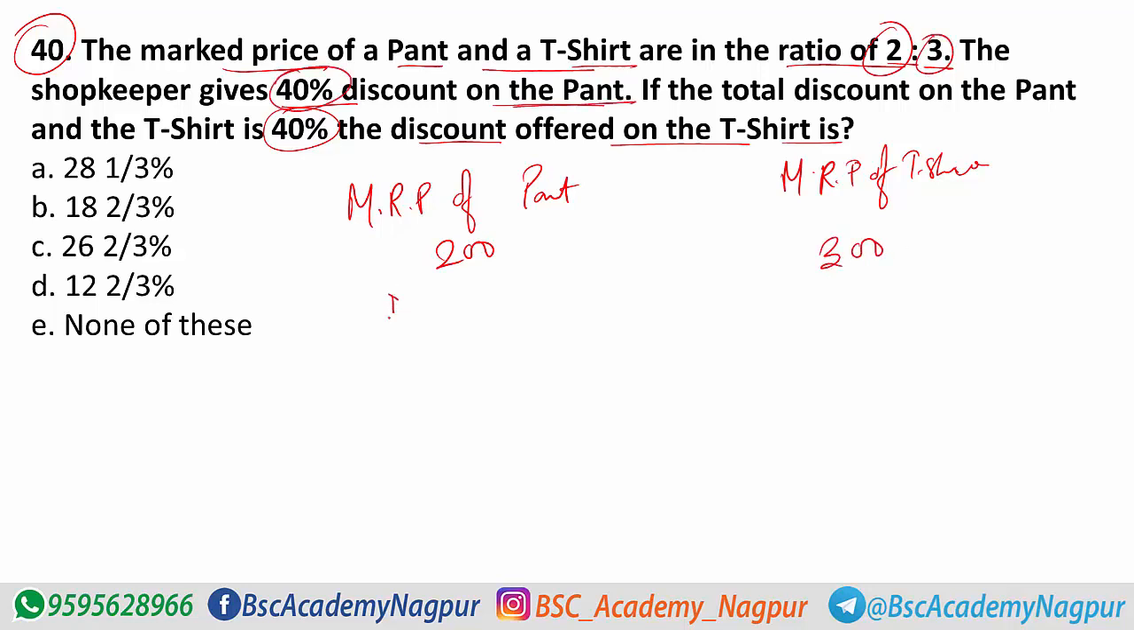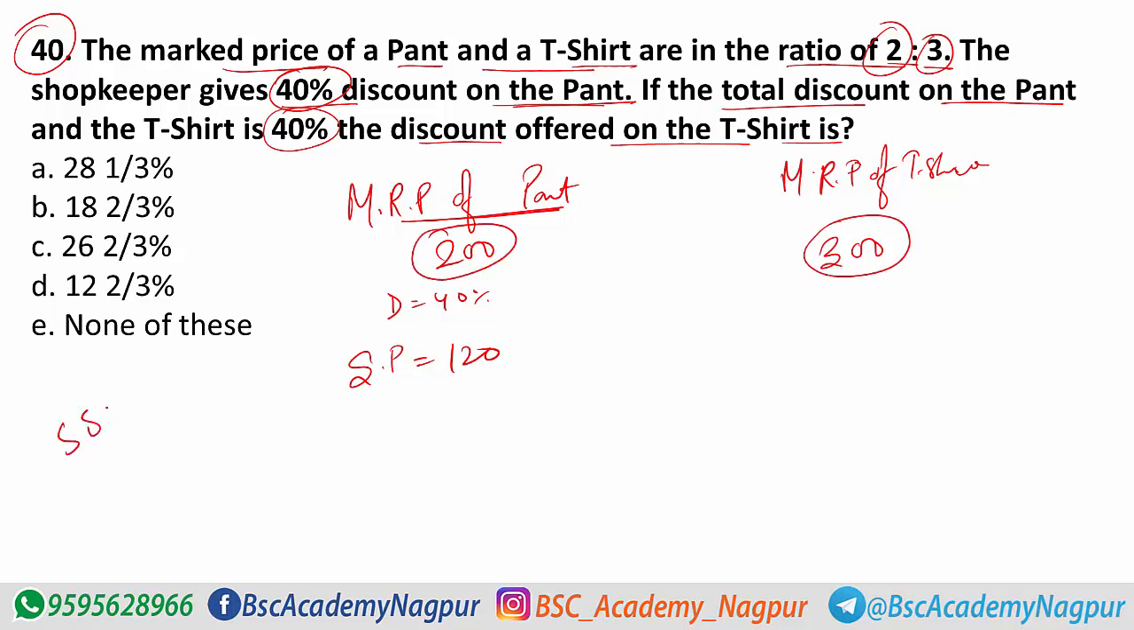Shopkeeper gave a discount of 40%. That means 40% of 200 is 80. Sold it at 120. Selling price of this pant is 120. And after that, if the total discount on the pant and t-shirt, total MRP is 200 plus 300, 500, right? Total MRP is 500 and the total discount is 40%. If total discount on both articles is 40%, that means 60% of 500 is how much? 5 into 6, that is 300 rupees, right?